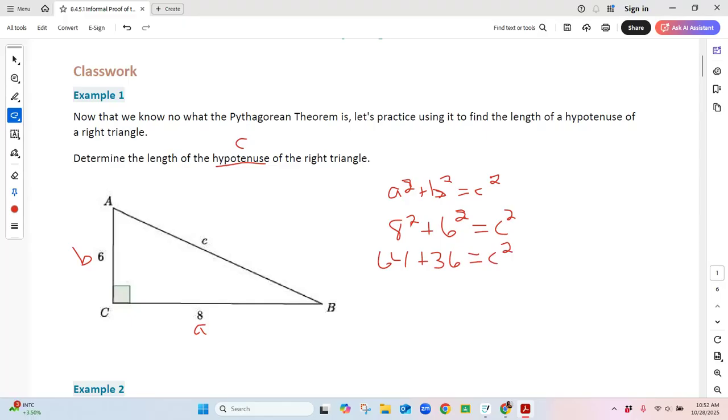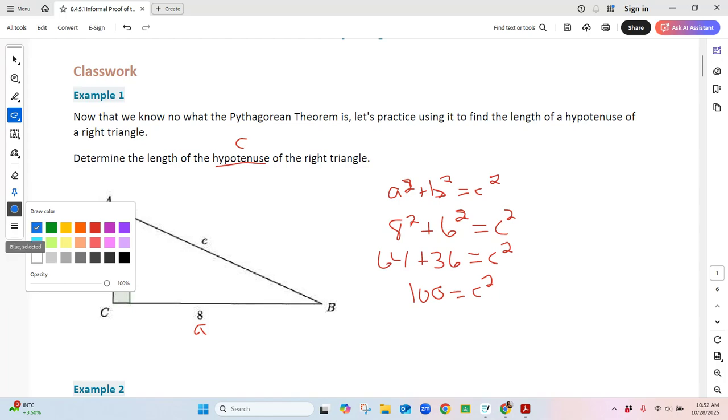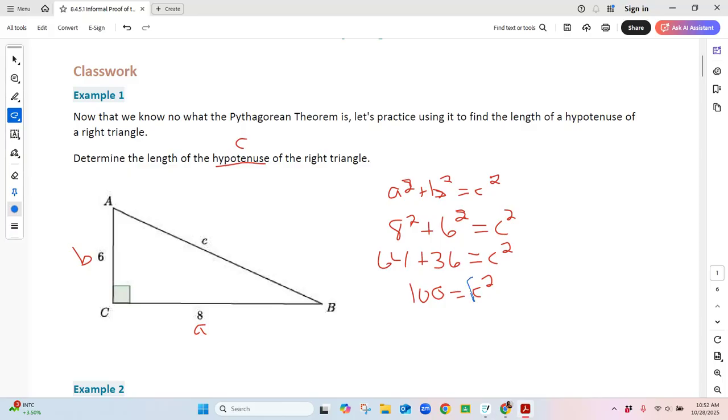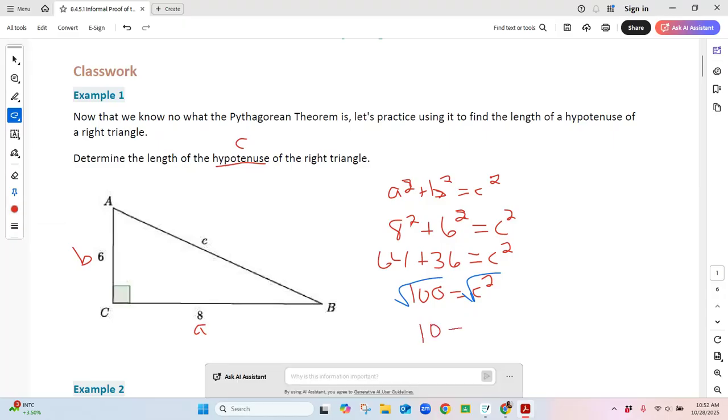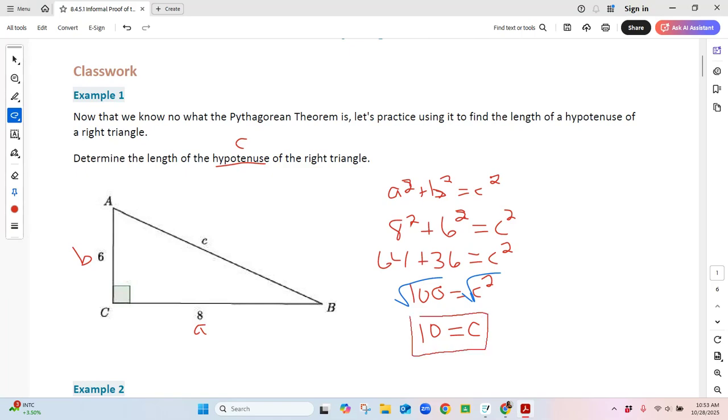Yes, I would like to see all of your steps. 64 plus 36 is 100. And then we need to find C. In order to undo something raised to the second power, we need to take the square root of it. So we're taking the square root not of just one side, but of both sides. And when we take the square root of 100, we get 10. And when we take the square root of C squared, we just get C. And because Miss TB takes off petty points, we box our answers so that we can clearly see what we need. So our C in this case, which is our hypotenuse, is 10. There are no units, so I don't need to write any.